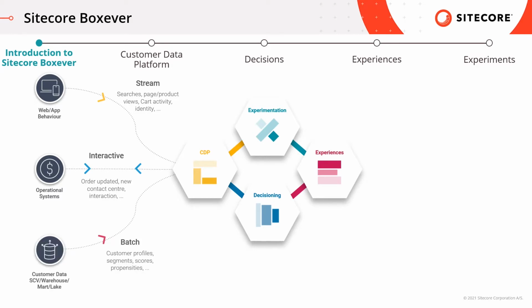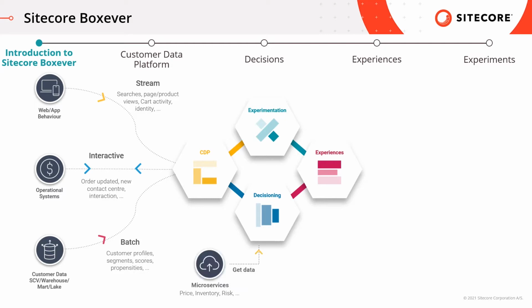Batch capabilities allow Sitecore Boxever to ingest large amounts of slower moving data. This might be historic data or large amounts of CRM or loyalty information or imports of offline transactions. Batch is also used for reconciliation against other input methods and to integrate with legacy systems.